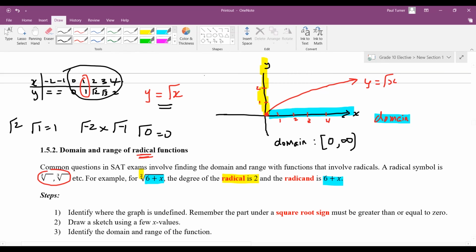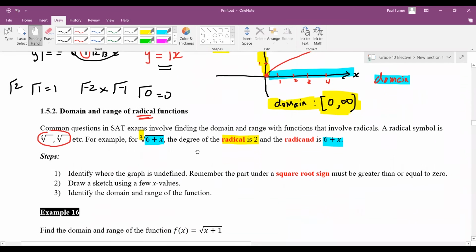For your range, it is going to go from 0 to infinity in this direction, up. So your range will be, again, from 0 to infinity. So that would be your domain and range for this graph here. Okay, so that's how that's basically working for radical functions.